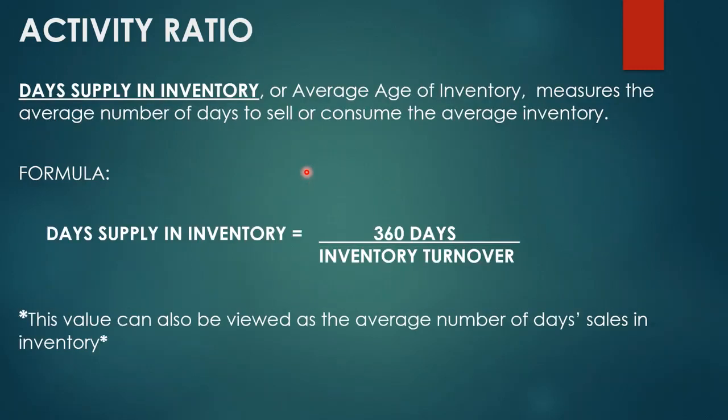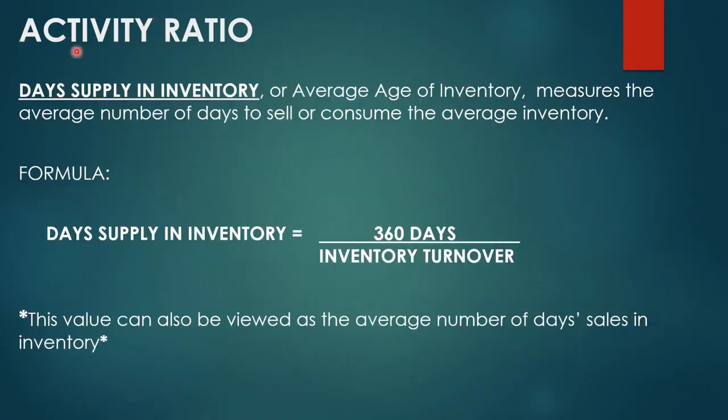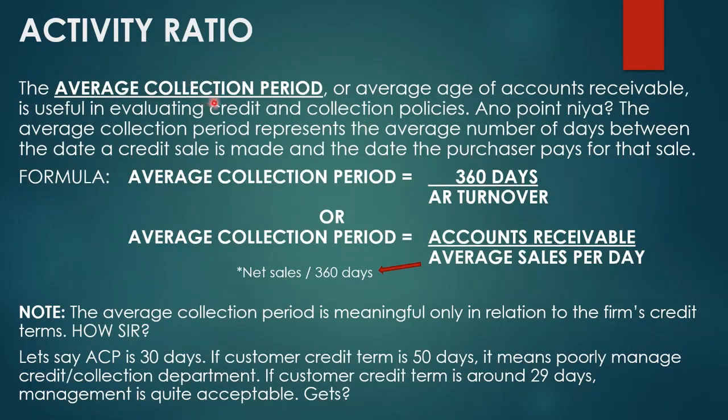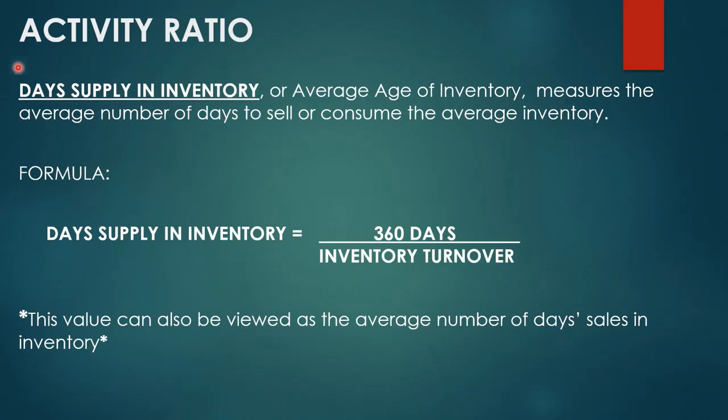Now, gaya sa relation ng AR turnover and average collection period, same din ang relation ng inventory turnover kay days supply in inventory, or also known as average age of inventory, because it measures the average number of days to sell or consume the average inventory. So basically, same kay AR turnover and ACP, etong si inventory turnover, i-translate mo na siya into days. I repeat, etong si inventory turnover, i-translate mo na siya into days. Bakit? Para mas magkaroon ka ng proper perspective or proper view in regards to the liquidity of the inventory. So, ang formula niya is days supply in inventory equals to 360 days divided by inventory turnover.